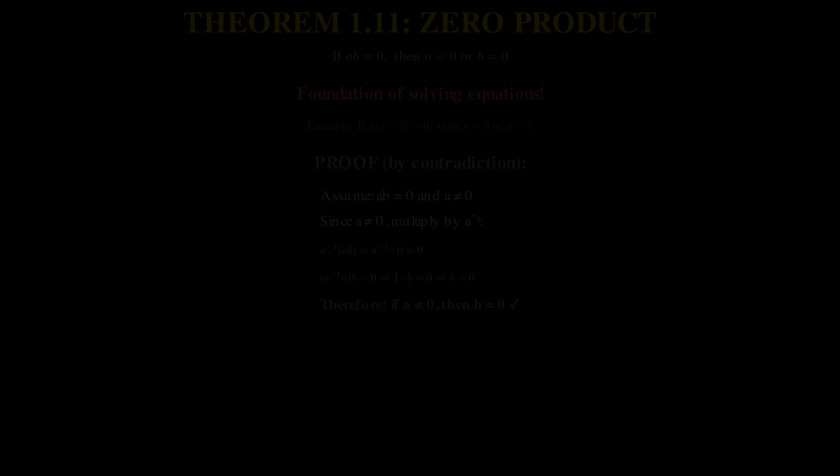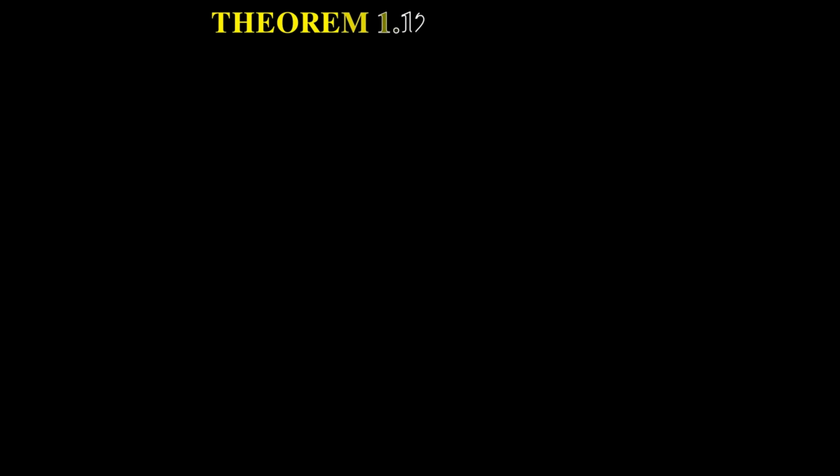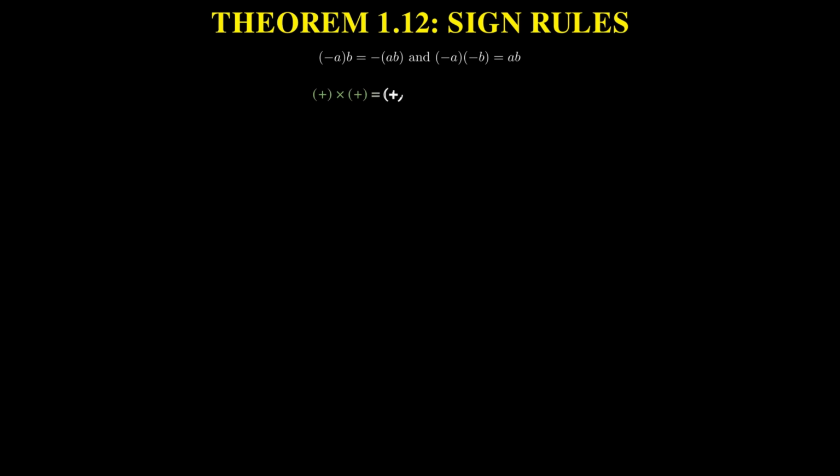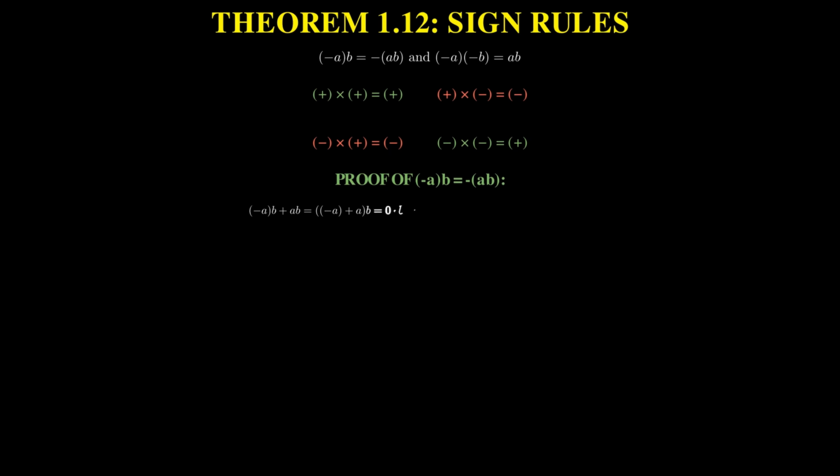Theorem 1.12. The sign rules. Negative a times b equals negative (a times b), and negative a times negative b equals a times b. These are the famous rules. Positive times positive equals positive. Positive times negative equals negative. Negative times positive equals negative. And negative times negative equals positive.